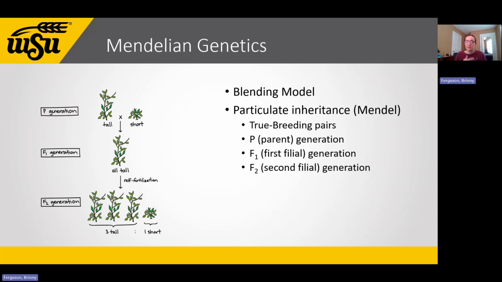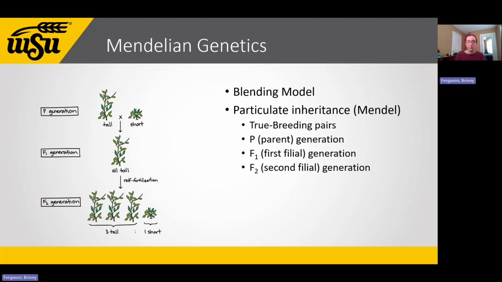But here in this picture, which is the same one that's on your guys' homework, you can see that P generation or parent generation, they're all tall and all short. So it's going to be capital TT, lowercase tt.